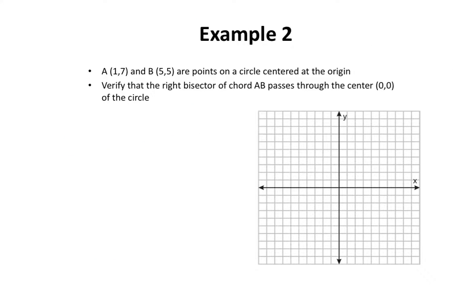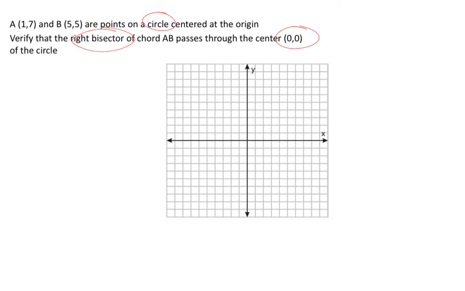In our last example, A and B are points on a circle centered at the origin. We want to verify that the right bisector, in other words, the perpendicular bisector of chord AB passes through the center of the circle. Like I've said in previous videos, a good idea would be to start with a rough sketch if you've been given enough information. Let's go ahead and do that.